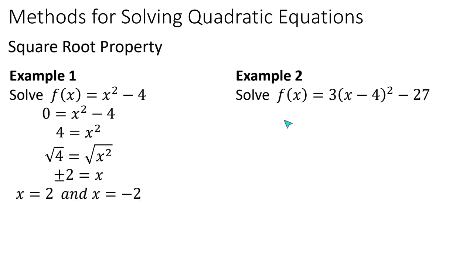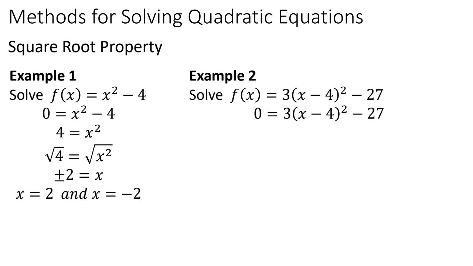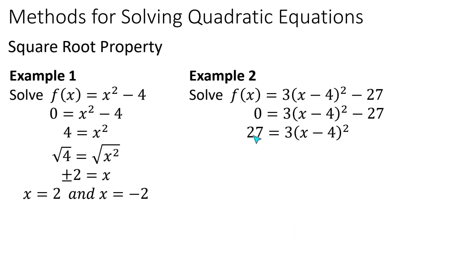On example 2, we're going to let y equal 0, and the thing that is being squared is going to be this part. So that has to be isolated. First, I'm going to add 27 on both sides. So I get 27 equals 3 times x minus 4 squared. Then I'm going to divide by 3. So I get 9 equals x minus 4 squared. I can take the square root on both sides.